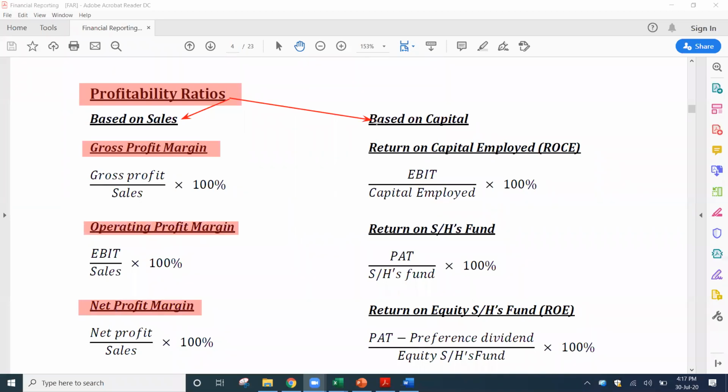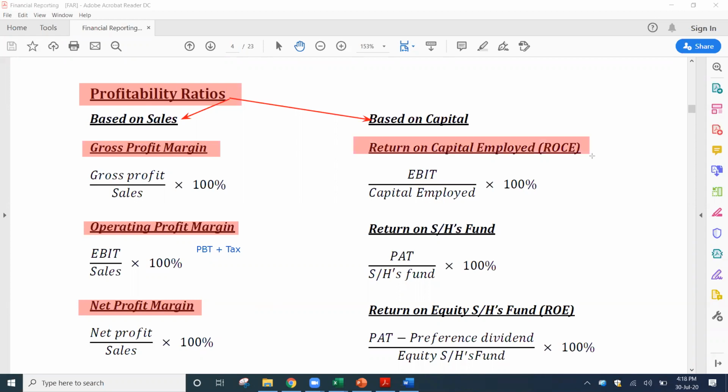Okay. So we know what is meant by gross profit. Gross profit equals sales minus cost of sales. Operating profit means earnings before interest and tax, which equals profit before tax plus interest. The operating profit margin is profit before interest and tax divided by sales. The net profit ratio is your net profit divided by the sales.